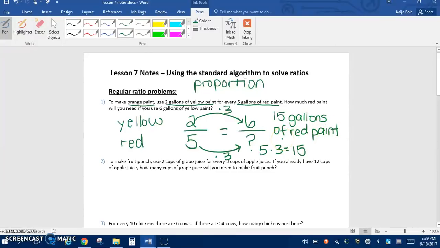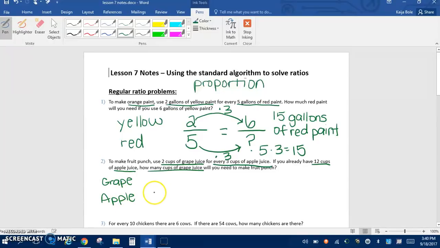Looking at number 2 here, it says to make fruit punch, use 2 cups of grape juice for every 3 cups of apple juice. If you already have 12 cups of apple juice, how many cups of grape juice will you need to make the fruit punch? Off to the side, what we do first is write what we are comparing. Here we are comparing grape to apple.